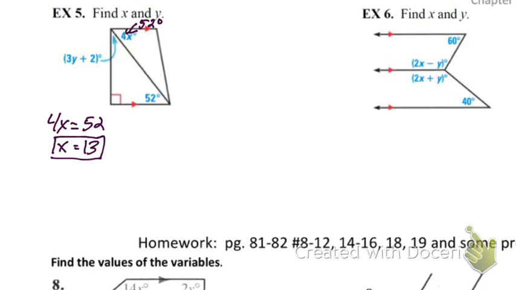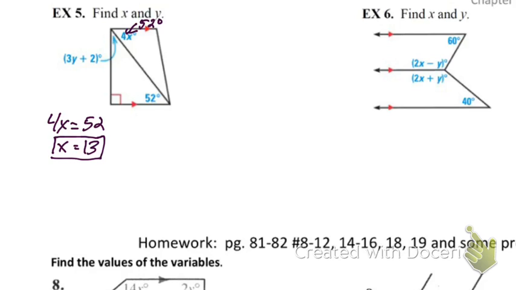Can someone show me how to get to that 3y plus 2? I was going to use the triangle, so we have 90, 52, 142. Then 142 plus 3y plus 2 plus 1, and then you do algebra. So you can get this angle by using the triangle.